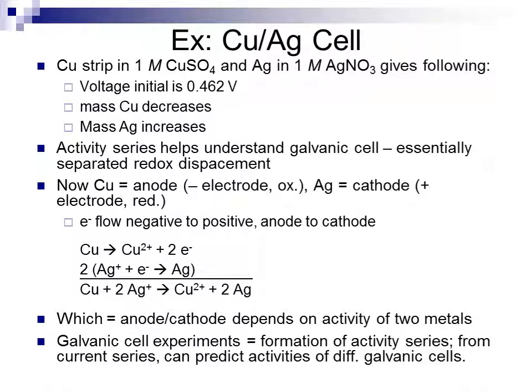We can use galvanic cell experiments to actually form the basis of the activity series that we look at. So from our understanding of a series of galvanic cells placed against each other, we can predict the activities of different metals using the activity series that we have. So the establishment of the activity series came from galvanic cell experiments, and using the activity series, we can predict, putting two different types of half cells together, what the voltage will be based upon the standard potentials from those particular reactions, and which one is serving as an anode or a cathode in that particular pair.